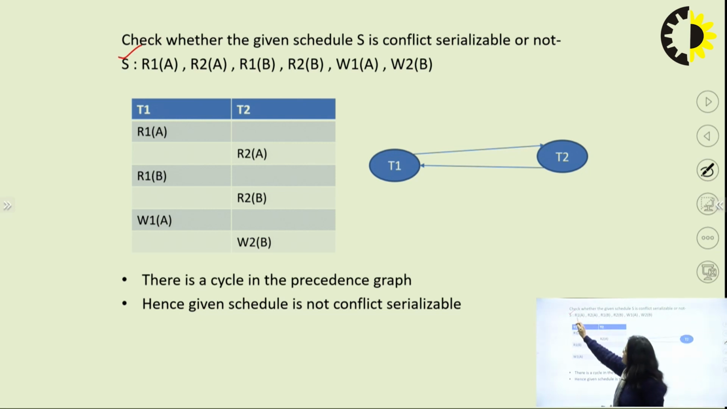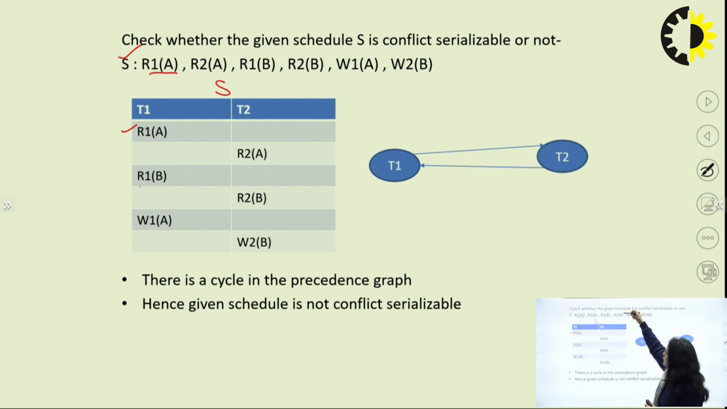Okay, so as we have seen, this is schedule S in which there are 2 transactions, because we can see here R1, R2, R1, R2, W1, W2. It means 2 transactions are there. Some read and write operations are from transaction T1 and some read and write operations are from transaction T2. So here we are making columns T1 and T2. R1(A) is coming first, so we'll write this first. R2(A) is coming after that, so in the next line we will write this. R1(B) is coming after this, so we'll write it in the next line. R2(B) is coming after this, we'll write it in the next line.